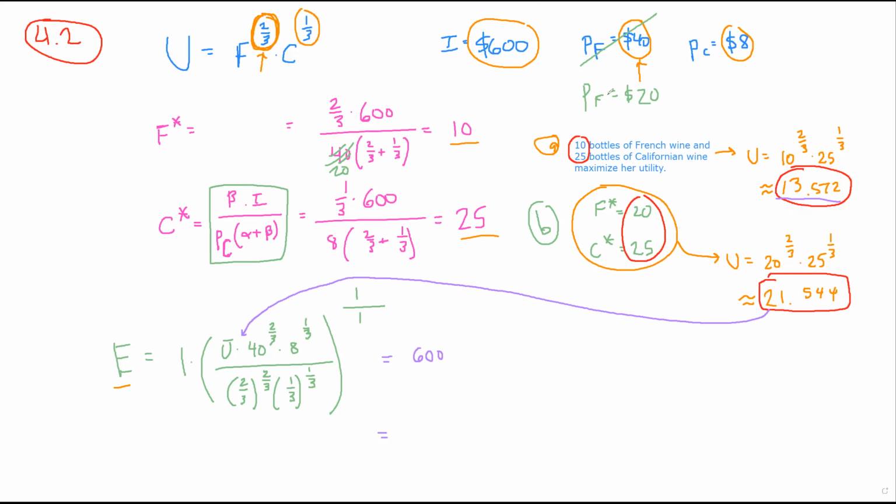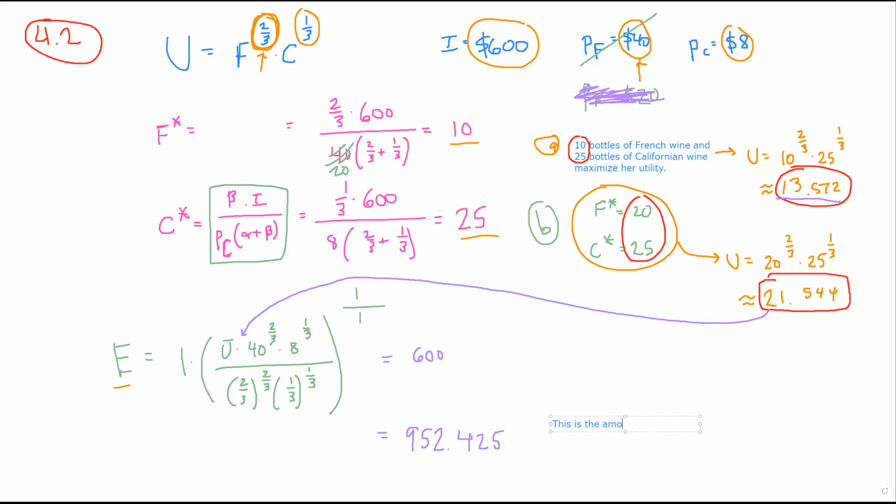I know that part B said the price had gone down to $20. But we want to measure the value of the utility increase relative to the old prices. So we're going to keep that 40 here. We don't want to put 20 here. And let's see what happens. 21.544 times 40 to the 2/3 times 8 to the 1/3 divided by 2/3 to the 2/3, and that divided by 1/3 to the 1/3. So this comes out to be 952.425.